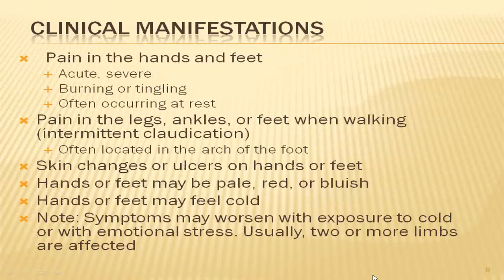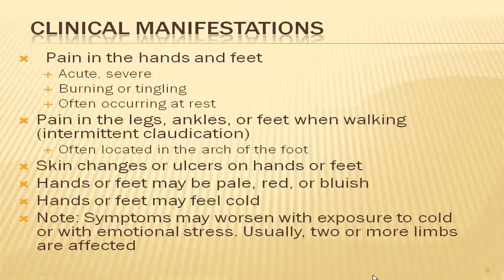The clinical manifestations, again, that we see are pain in the hands and feet. It can happen acutely, all of a sudden, and it is severe. It often occurs at rest. So again, we have a differentiation here, because with peripheral artery disease, rest helped the person. But with the person with Buerger's disease, even at rest, this person is in constant pain. They complain of burning or tingling, pain in the legs, ankles, or feet when walking, also referred to as intermittent claudication. This is often located in the arches of the feet for the person with Buerger's disease, however.